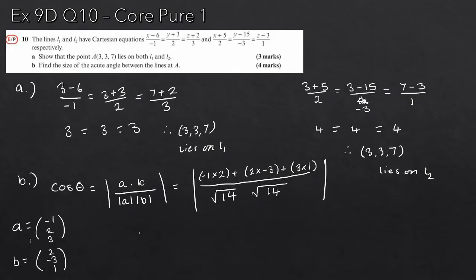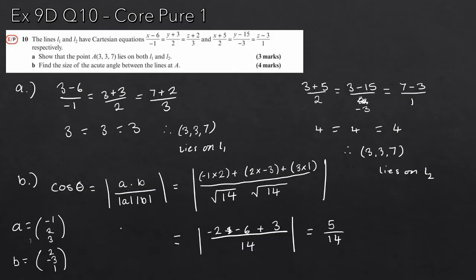Okay. So, simplifying this now. Minus 1 times 2, that's minus 2. Plus minus 6, so that'll be minus 6. And then finally plus 3. And this is divided by root 14 times root 14, which is just 14. So that's minus 2 minus 6, which is minus 8, plus 3. So that'd be minus 5, but remember, we take the absolute, so that's going to be 5 over 14.